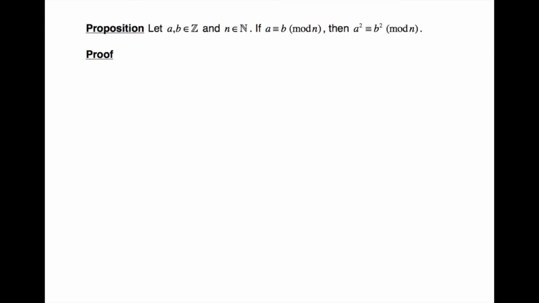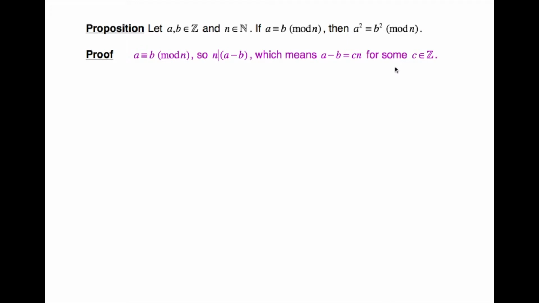So 2 examples. First one, let a and b be integers and n a whole number. If a is congruent to b modulo n, then a squared is congruent to b squared modulo n. Given that a is congruent to b modulo n, we know that this means n divides a minus b, which means a minus b equals c times n for some integer c.